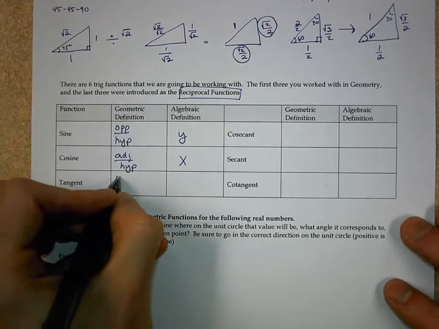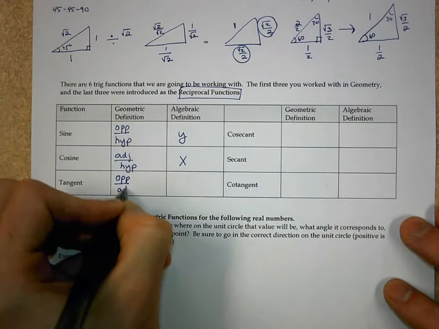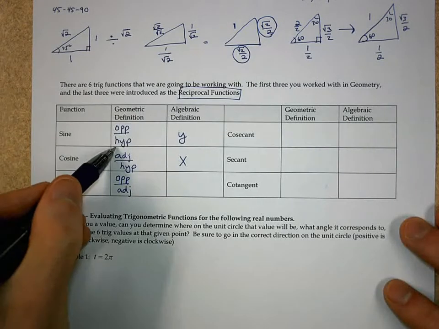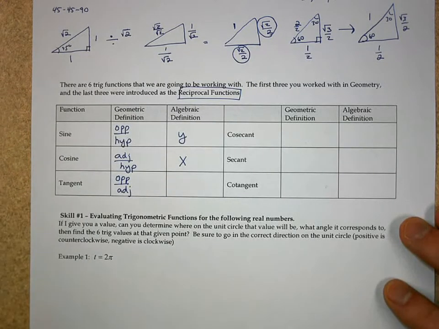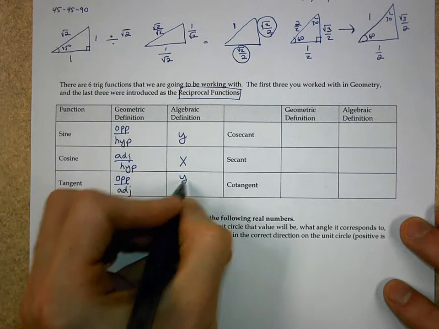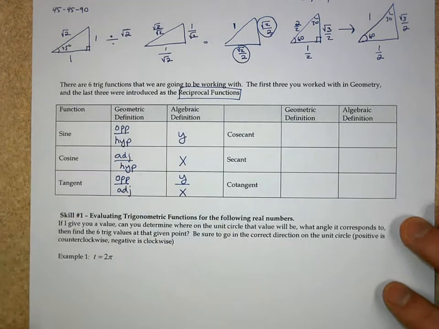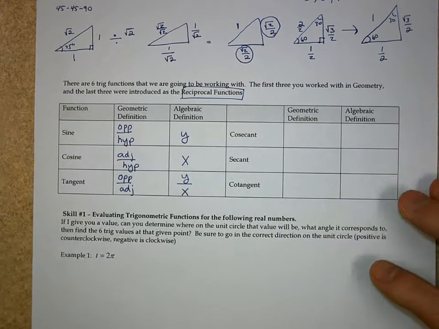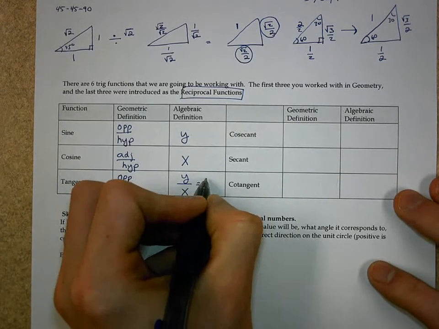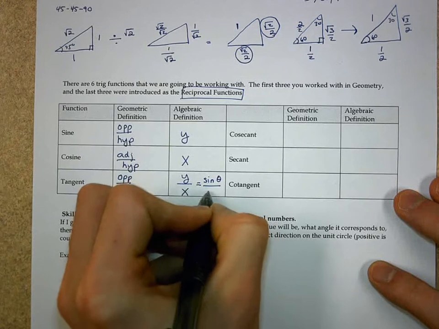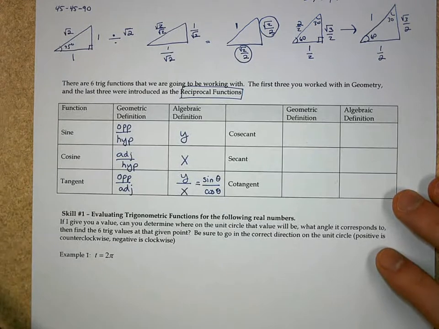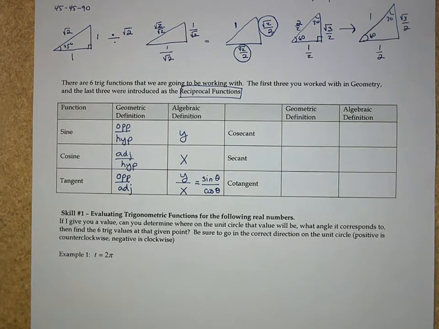And then tangent is opposite over adjacent. And if we said up here sine is opposite over hypotenuse, and on the unit circle it's y over 1, that means the opposite is y, and the adjacent is going to be x. The other way you can look at tangent is that it's going to be the sine divided by the cosine. Since we know sine is y and cosine is x, another way you can write tangent is sine divided by cosine.